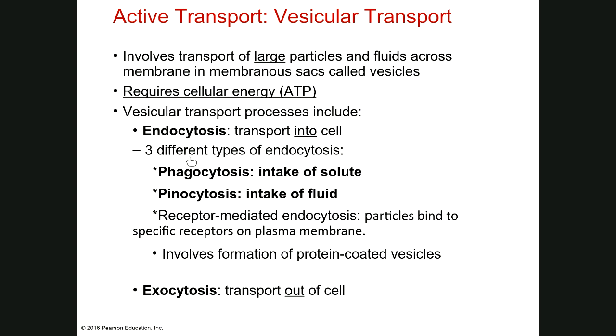All right, now there are 2 main types of vesicular transport. First, you have endocytosis, and then you have exocytosis. Endo, meaning into or inner. So endocytosis, remember cyto means cell. What we're trying to do is bring something into the cell. All right. What is that?